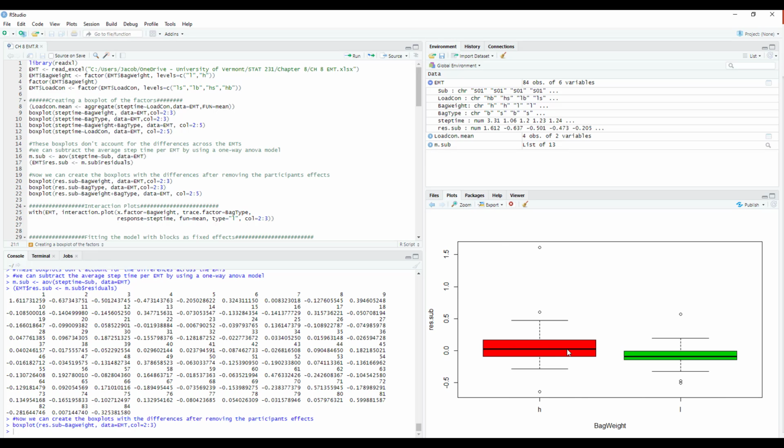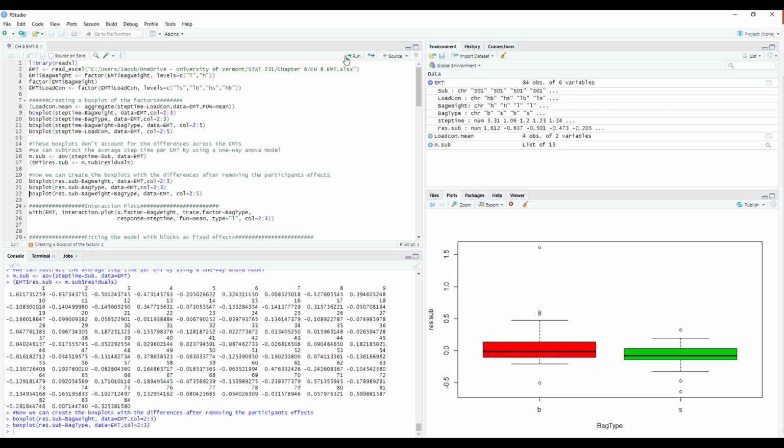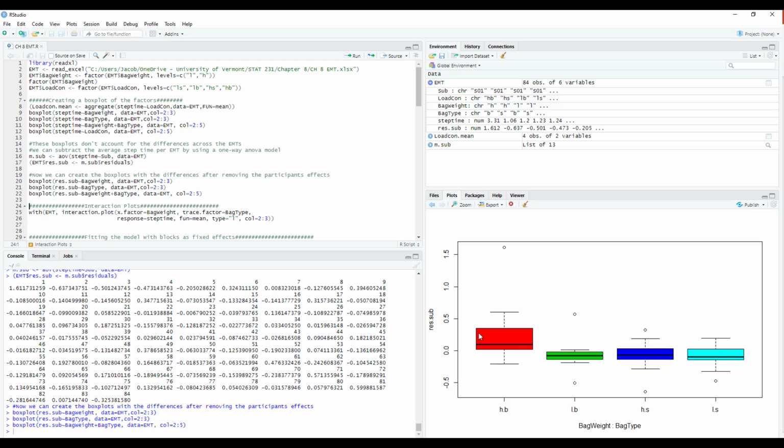What that does is it'll make the box plots thinner. It removes the spread of the EMTs themselves. And now there does appear to be a noticeable difference between the heavy backpacks and the light ones. Similarly, if we look at bag type, there appears to be somewhat of a difference between backpacks and shoulder. Looking at the 4 treatment comparisons, the heavy backpacks appear to be noticeably higher still than the other 3 combinations. The main worrisome one here is that this one appears to be wider than the other 3, which would violate our equal spread condition across the 4 treatment effects. That's something we'll check out later on.